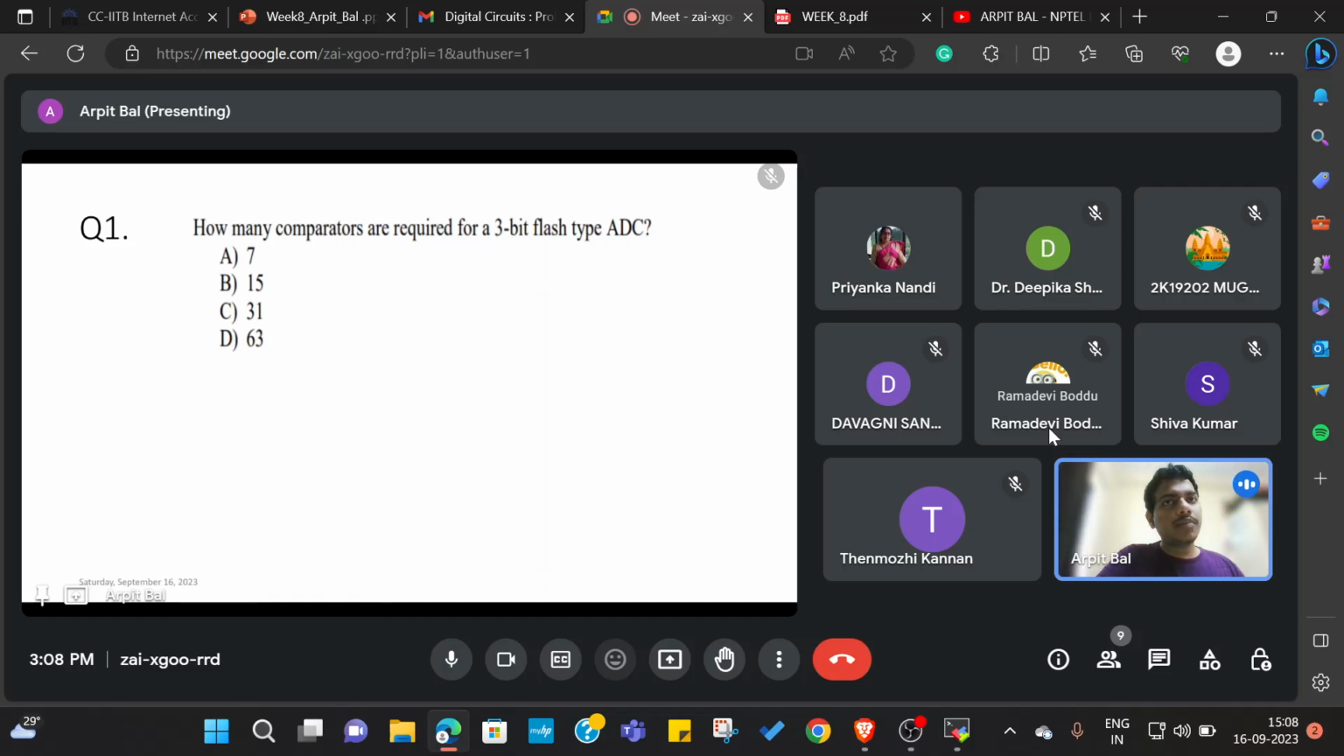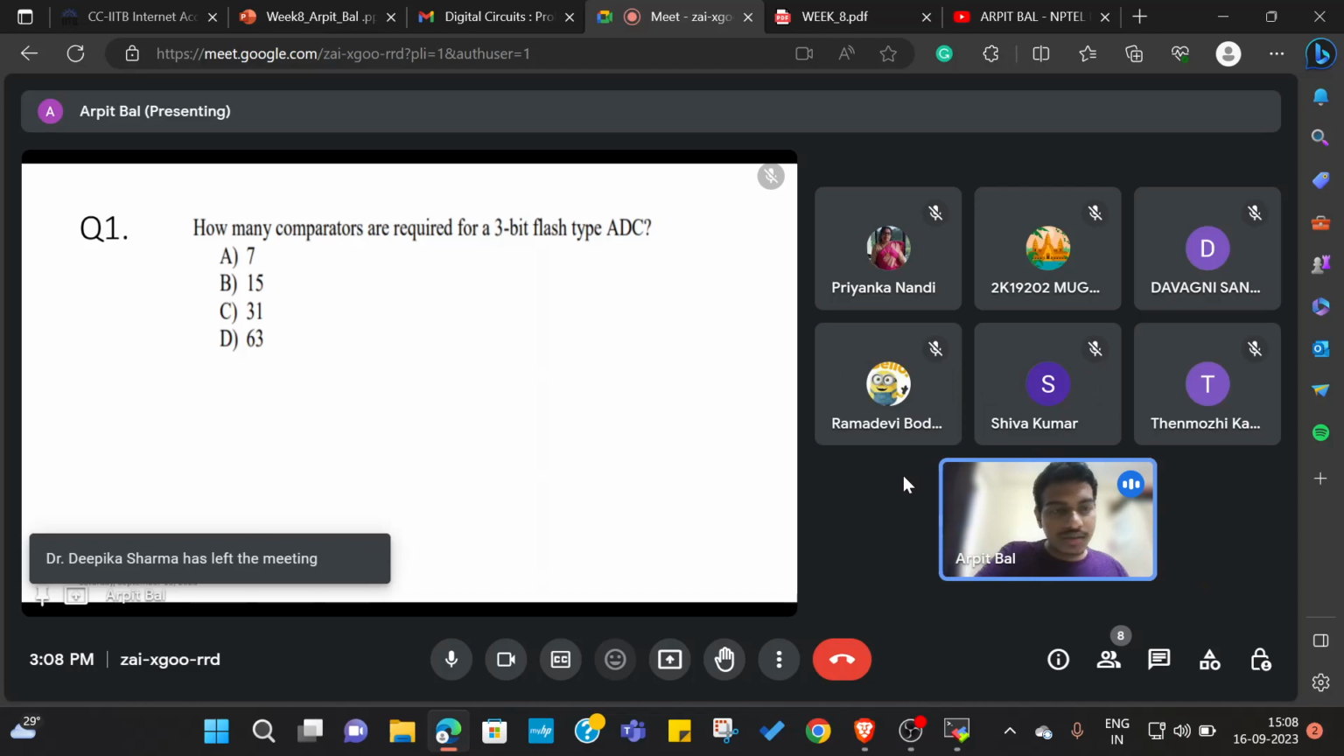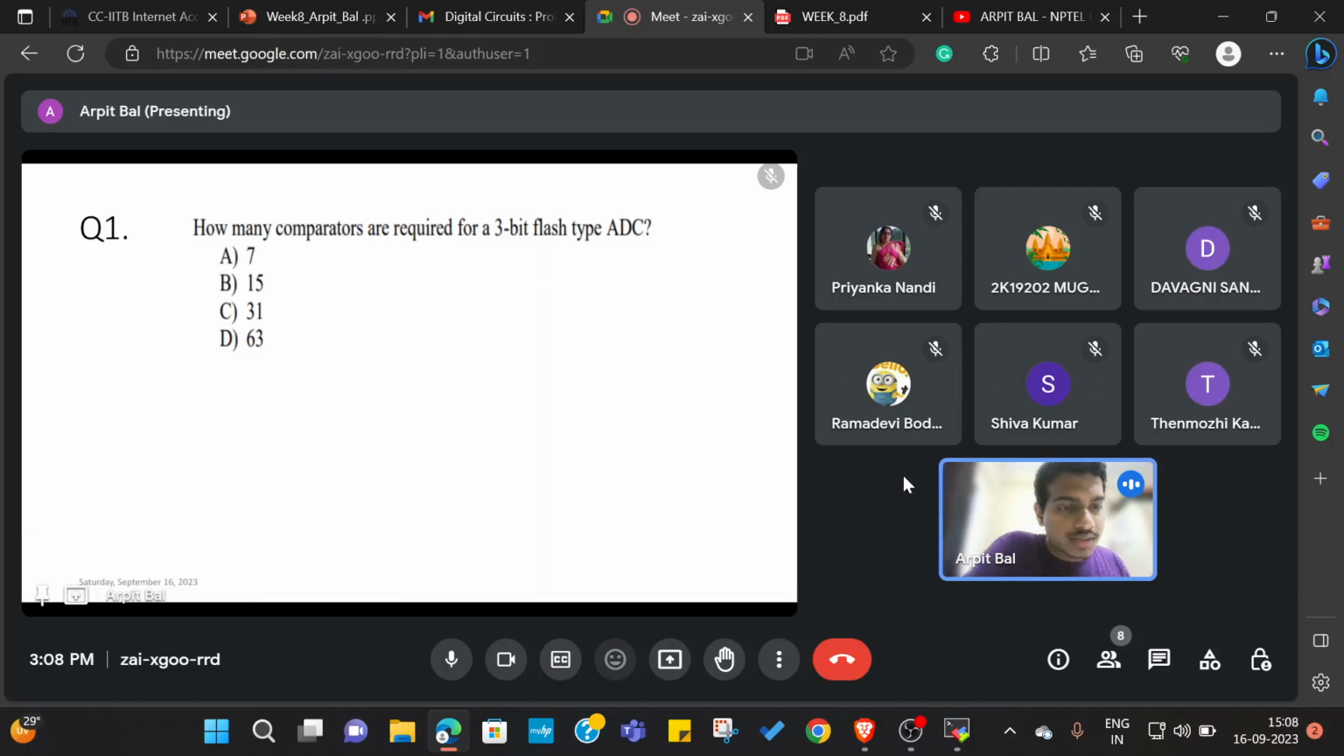So flash type, yeah, 7. Yeah, correct. The answer is 7. So we will see how we arrived at this. Let me tell you what ADCs are covered in this particular course.